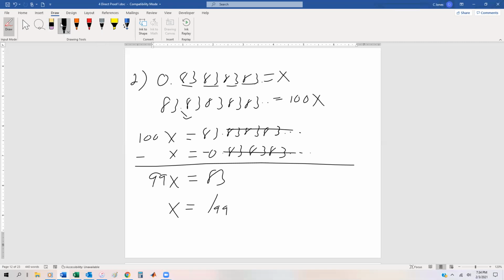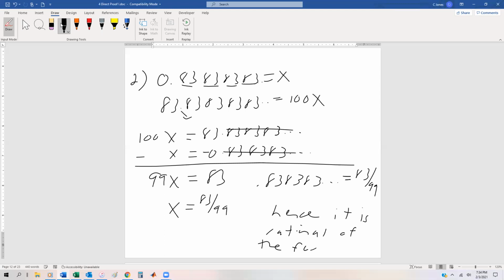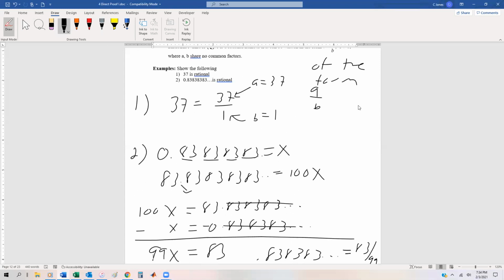And so we can say that since 0.838383 and so on is equal to 83 over 99, hence it is rational. It's of the form a over b, okay, where a and b are integers. And I should say a and b are elements of the integers, just to be technical about it, okay? So just a couple ways that we can go ahead and show numbers are rational. And again, we're not going to disprove rational at this point, right? Because we need a little bit more powerful technique than direct proof.